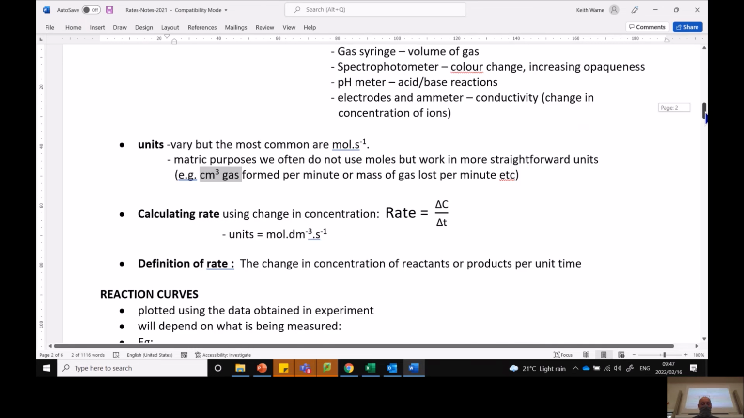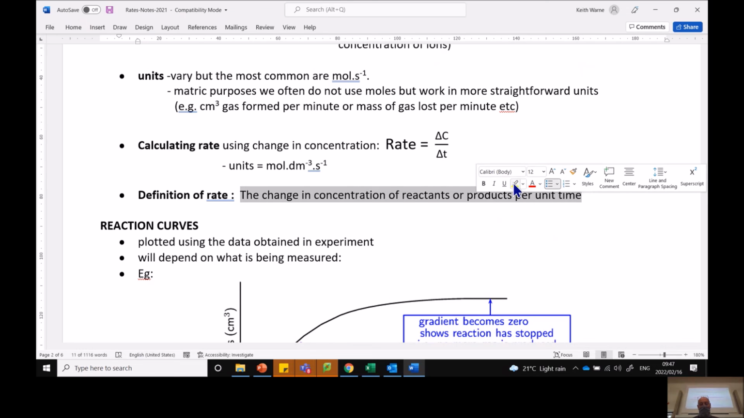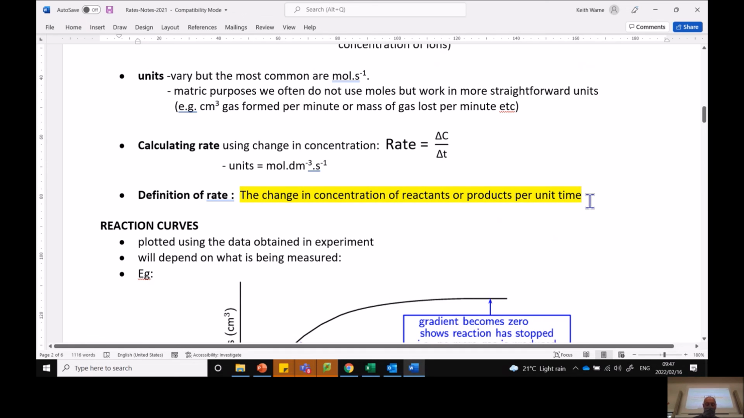That's nothing new. This is nothing new. I told you that rate is equal to the change in concentration over time. And there's the definition of rate that you are supposed to learn. And there's a full stop missing there. All right, so we'll go up to there. We'll carry on.